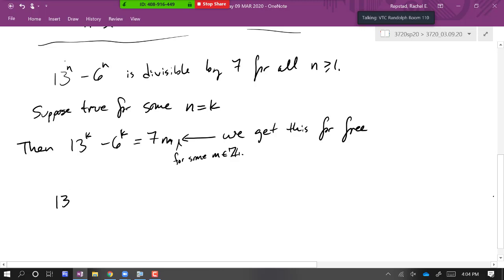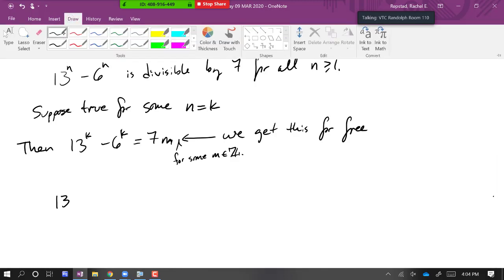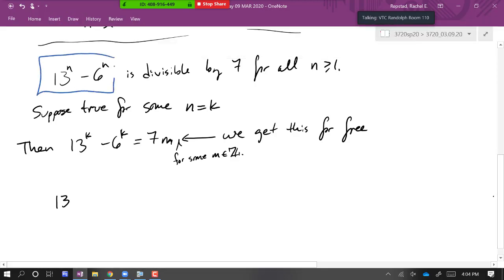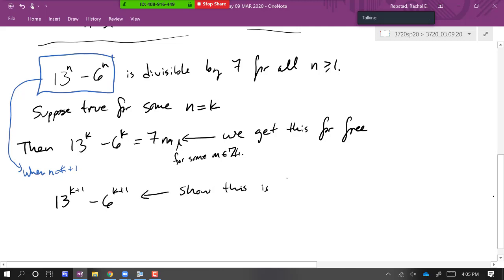Well, so what we want to do is just say, what does this up here, the 13, look like when n is k plus 1? So that's just going to be my exponent. So 13 to the k plus 1 minus 6 to the k plus 1. Right, so you want to show that this is divisible by 7. And obviously that's the hard part.